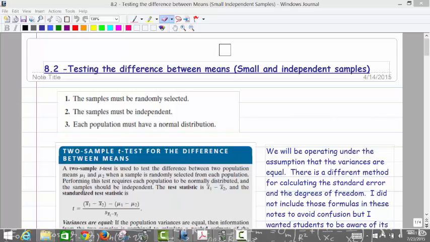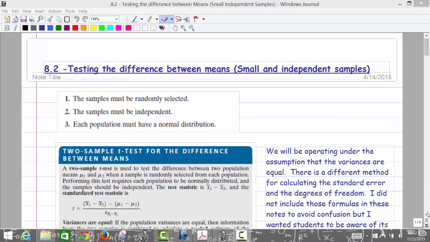This video is testing the difference between means with small and independent samples. Now the criteria is similar to the large samples. Must be randomly selected, they must be independent, and then the third case, which is not true for the other one, is they must have a normal distribution because, as we've learned before, based on the central limit theorem, large samples, the sample mean is implied to be normal or approximately normal.